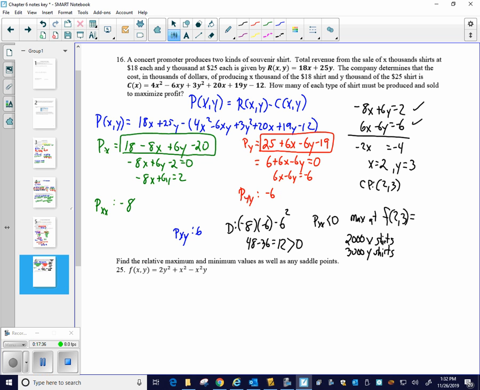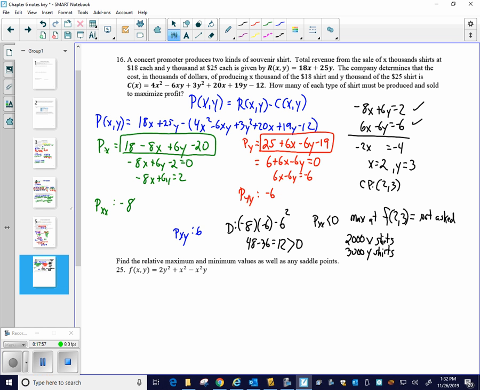You could find that by plugging those back into your profit equation. You could actually find what the profit is, but we don't need to. It's not asked, so I don't need to worry about that. It did ask me how many shirts, so that's how much is going to maximize the profit.